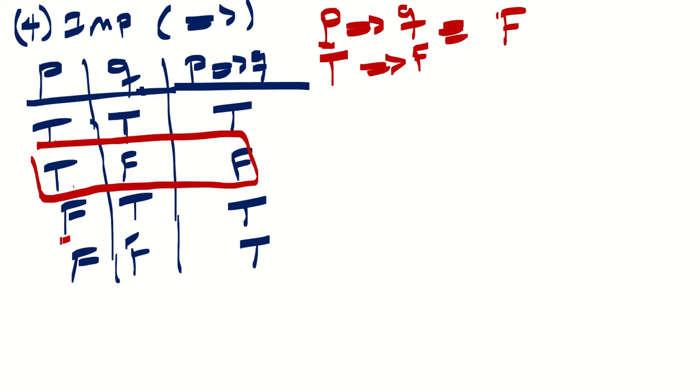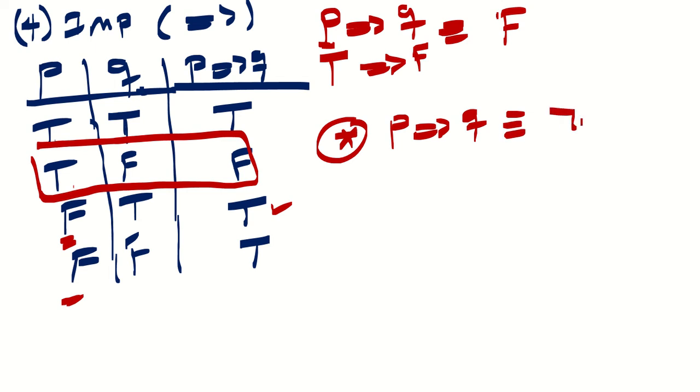If the premise is originally false, we don't care about the conclusion part. It's always true. So the only case in case of implication that will be false is if the premise is true and the conclusion part false. Don't forget there is one rule here. P implies Q is the same as negation P or Q. This is also another rule. Okay, we can change this one in this form.